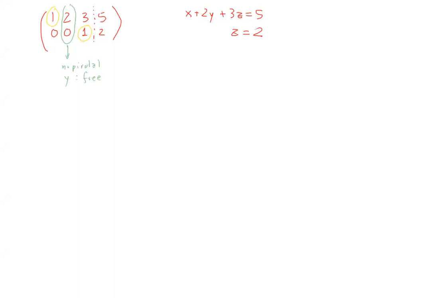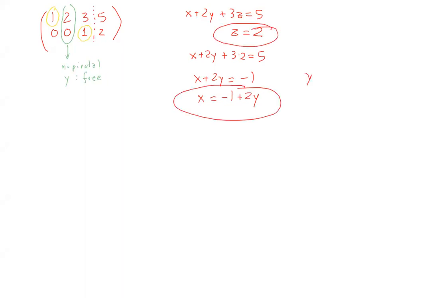So how do you solve this? The last equation is already solved. Then you plug it into the first and you get x plus 2y plus 3 times 2 is equal to 5, which gives you x plus 2y is equal to -1. And you solve for x and you have -1 plus 2y. So here's your solution, and y is free.